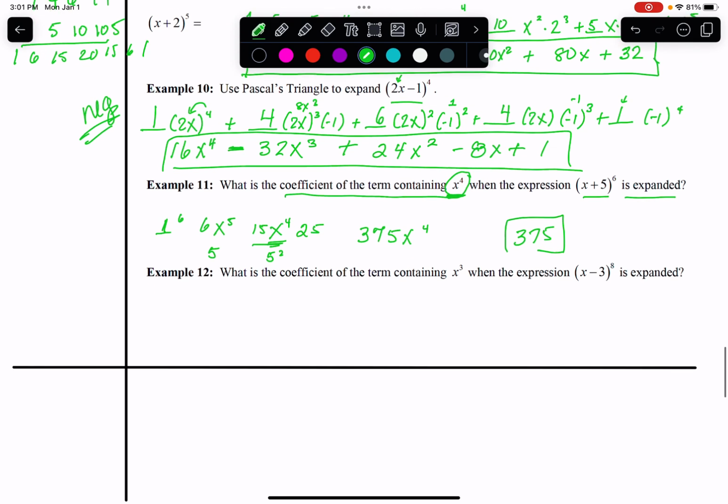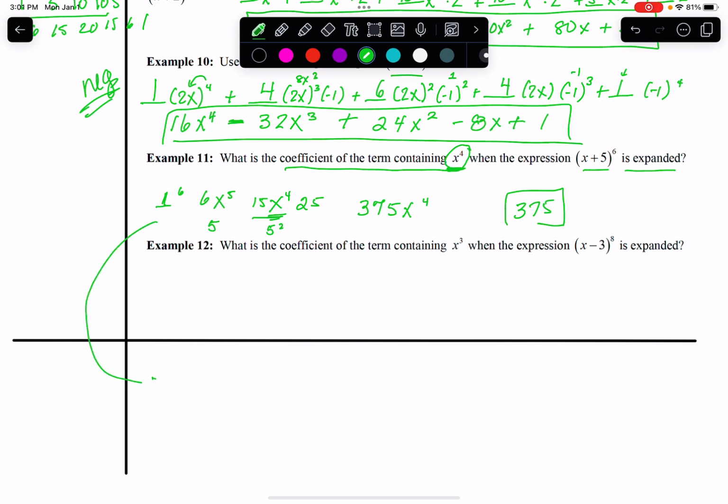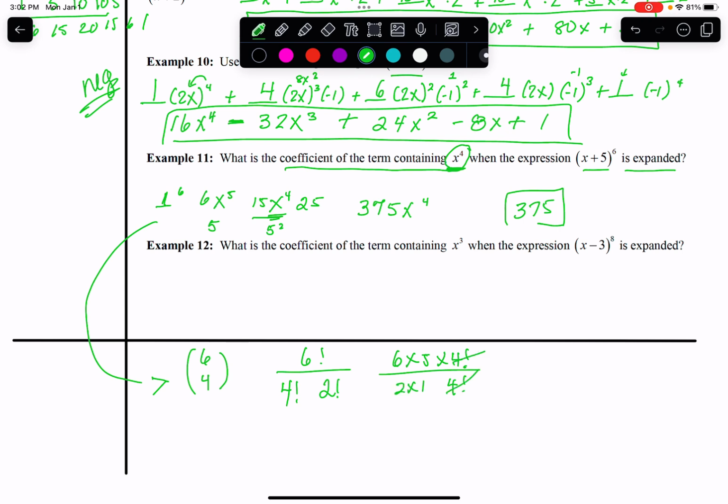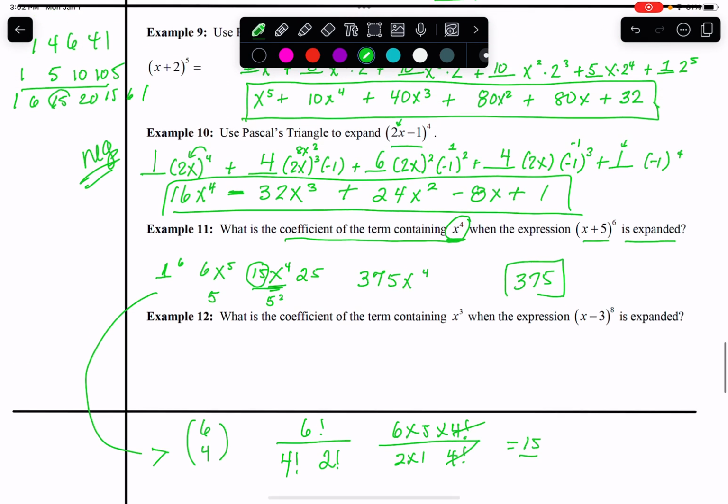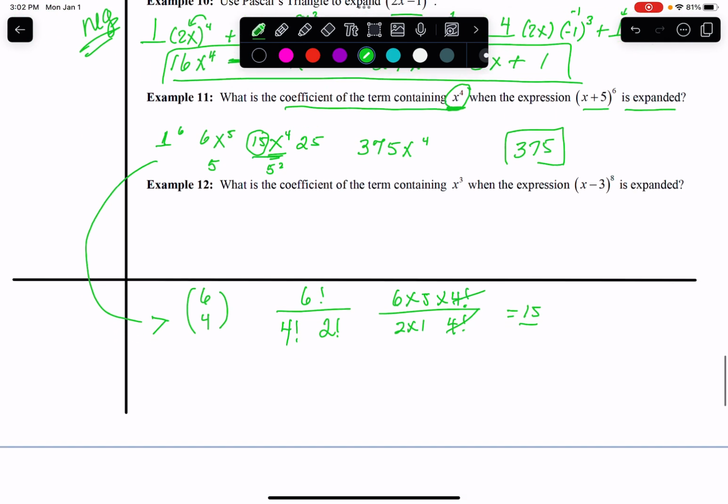Now, I'm going to come down here and do this one using factorial, which can be faster. So we have 6, 4. So that would be 6 factorial over 4 factorial 2 factorial, which is 6 times 5 times 4 factorial over 4 factorial, and then 2 times 1. That would be 30 over 2, so that's 15. So that gave us this 15 that was also given to us from Pascal's triangle. So that's how you could use that.